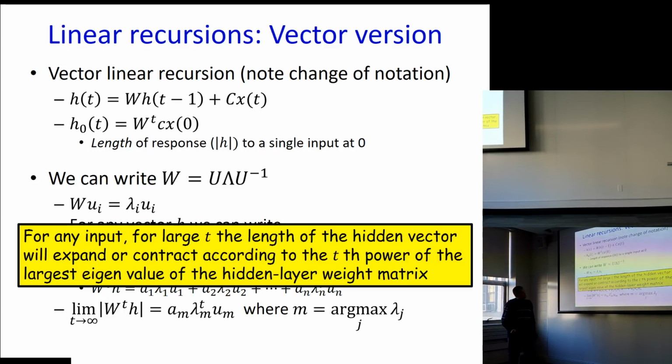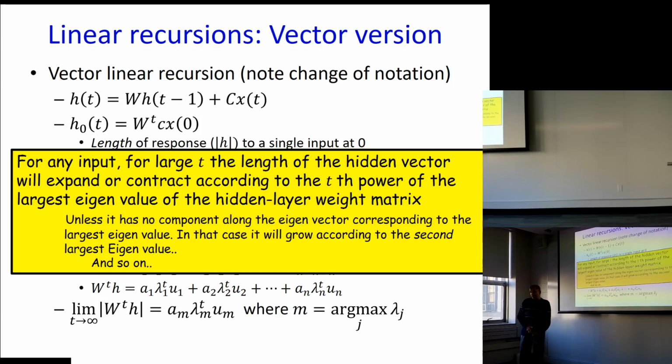So for any input for large t, the length of the hidden vector will expand or contract according to the t-th power of the largest eigenvalue of the hidden layer weight matrix. So all you really need to know is, what is the largest eigenvalue of the hidden weight matrix that connects the hidden layer, and the output of the layer in response to a single input is either going to grow or it's going to fall based on the value of this largest eigenvalue.